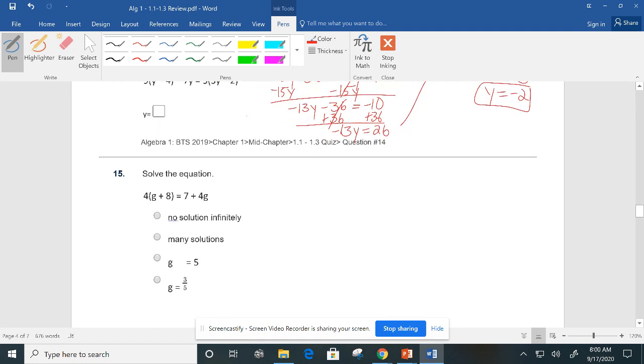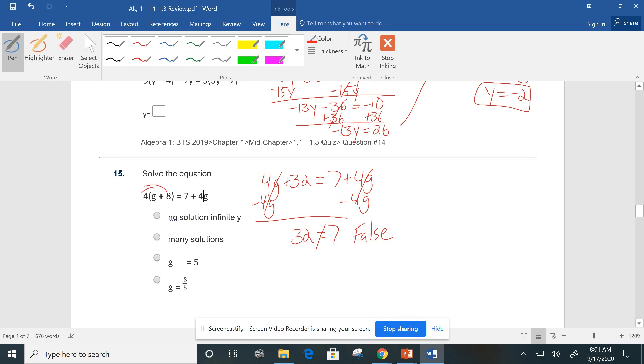15. Multiple choice question. Let's see what we got. Got to distribute. 4g plus 32 is equal to 7 plus 4g. Let's collect those variables on the same side. Subtract the 4g, subtract the 4g. Cancels and cancels, and now I'm left with 32 is equal to 7. That's not true. This is a false statement.